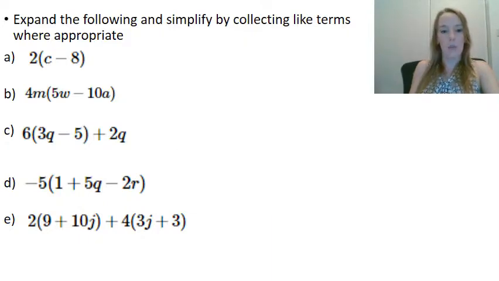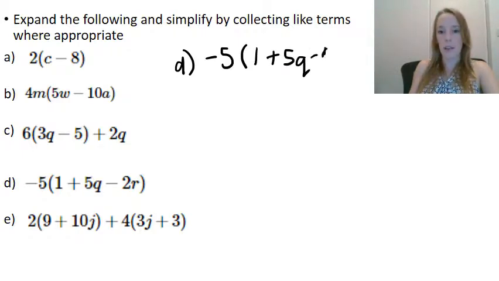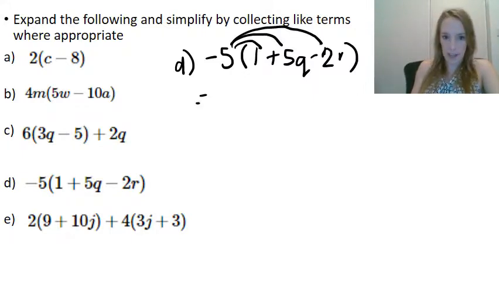Okay. For D, we've got -5 outside our brackets. And now inside the brackets, we've got 3 terms. But don't worry, we're just going to follow the same format. We're just doing a really big claw now. It's going to be applied to all the terms inside the brackets.